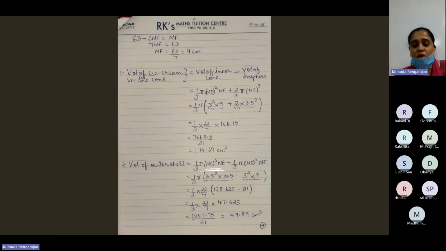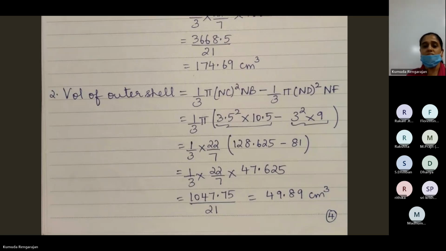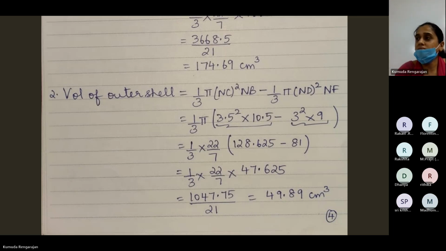Outer shell: volume of the outer cone minus the volume of the inner cone. 1 by 3 pi r square h, 1 by 3 pi r square h. So 1 by 3 pi is common. You understand this, right? After that, substituting the values. So you can see here we have used BPT. The earlier one we used similar triangles. Did we get that little portion as 0.5?